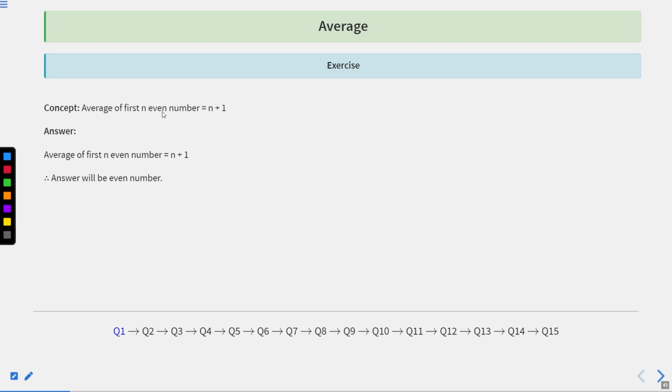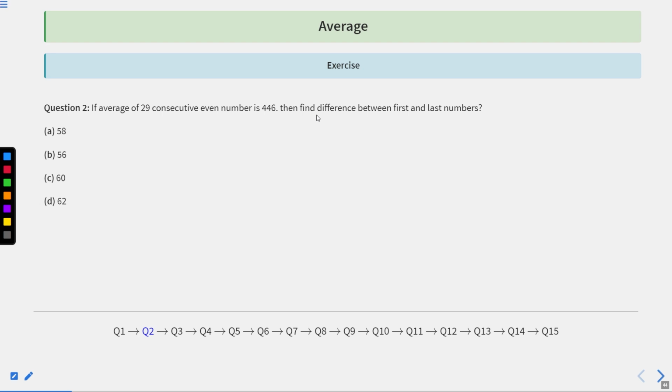So now recall the concept. Average of first n even numbers is equal to n plus 1. So the answer should be even. So that means option number B. So the average of first 101 even numbers is equal to 102.